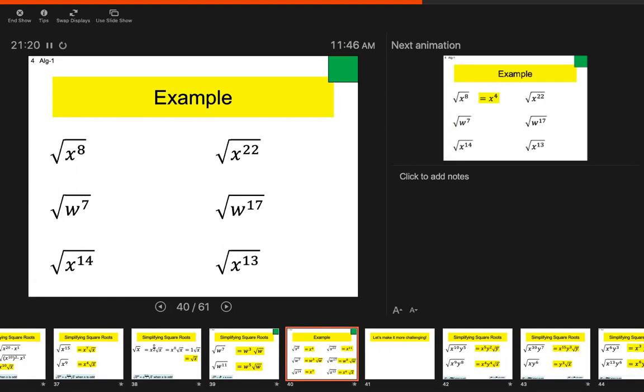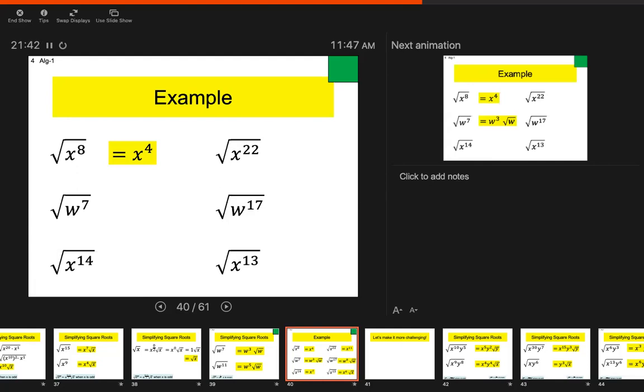Even. Okay, so the rule says take half of it. What's half of 8? 2. Have your multiplication table in front of you. Half of 8 is 4, and that's why the answer is x to the 4th. Notice, when it's even, we get no square root of x. It just goes away.